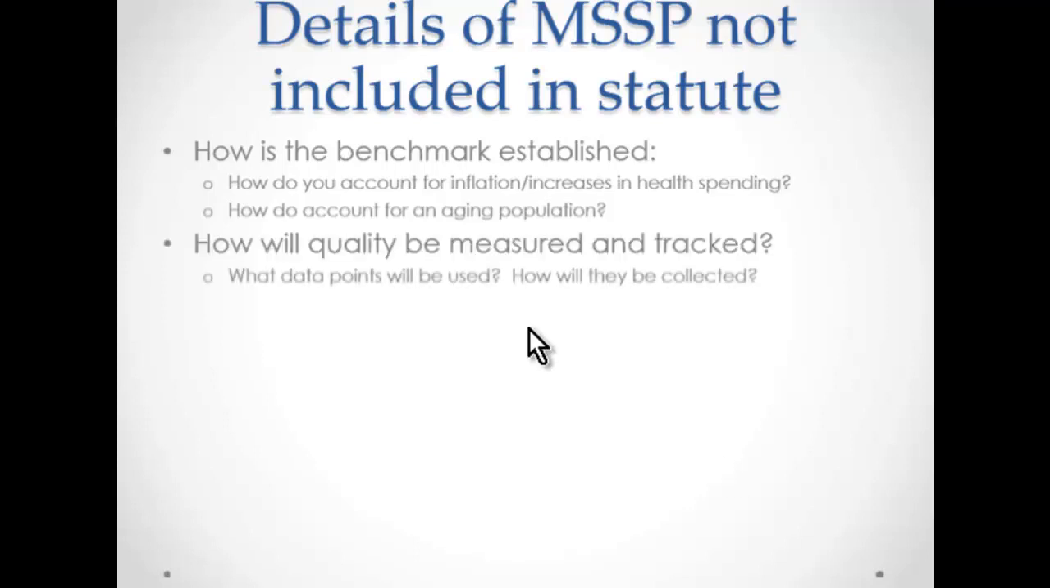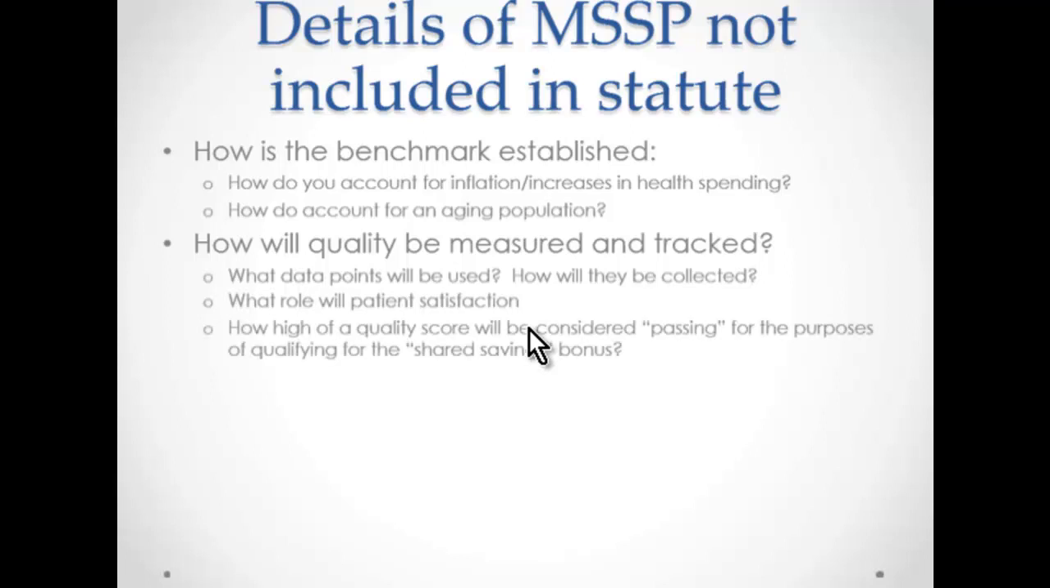Also, the MSSP says that it will track quality based on standards to be created by the Department of Health and Human Services. Well, what are these standards? How will it occur? What data points will be used? And how will the information be collected? And how high of a quality score is considered passing? Will it be incrementally graded, or will it be kind of pass-fail? So please keep in mind that these and other issues are details that need to be filled in through the administrative rulemaking process.